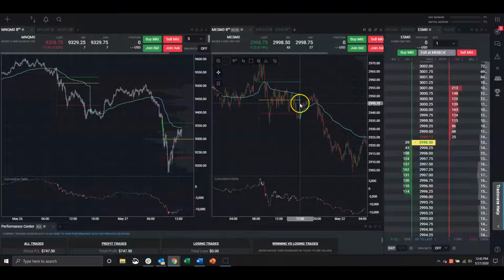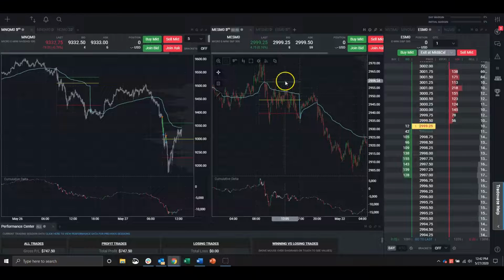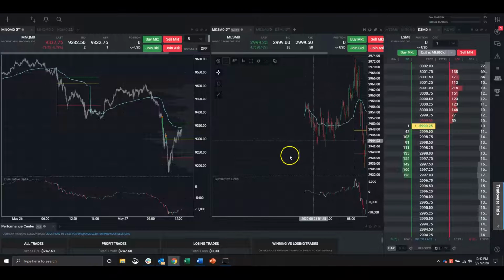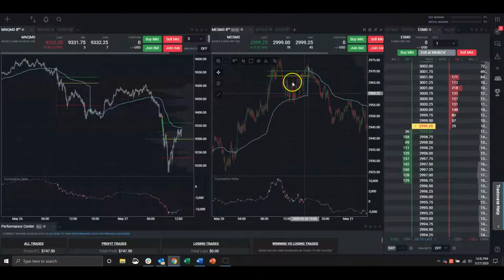Rotational day, point of control is right in the middle, so that's another thing. If the point of control is not really tied up on one side or the other, you're probably going to rotate, meaning you're going to bounce between value area high, value area low over and over again. And again, this is just me scrolling back through historical areas.